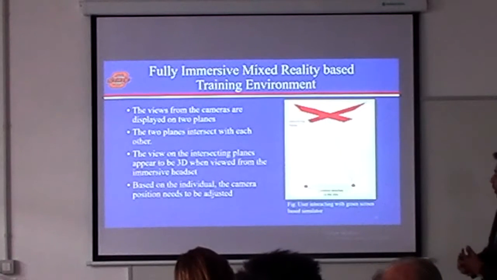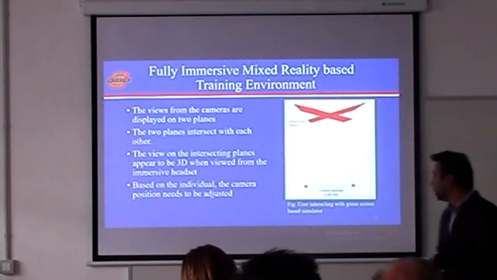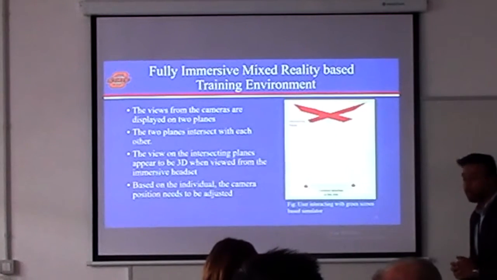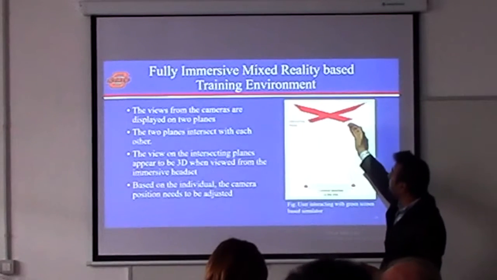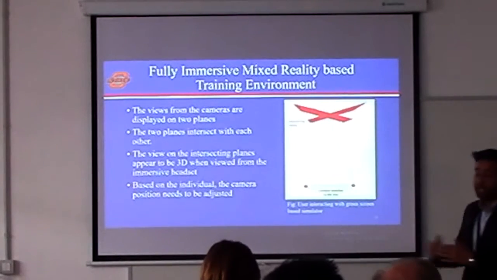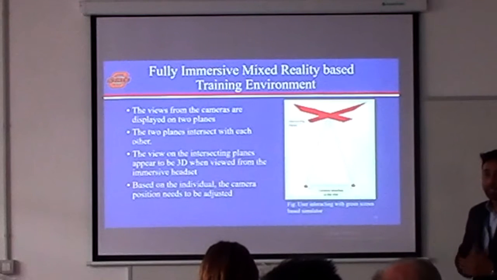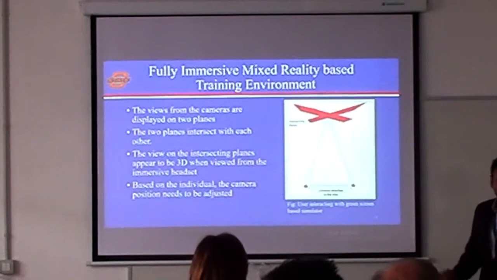So let's go and see how the mixed reality environment works. There are 2 cameras attached in front of the Vive, and they project 2 images on 2 planes, and these planes intersect with each other. And when viewed from the Vive headset, the 2 cameras provide a 3D interface so that rather than 2D data, they will visualize the real objects as 3D images.